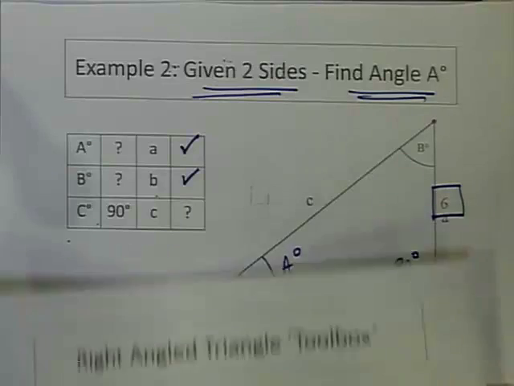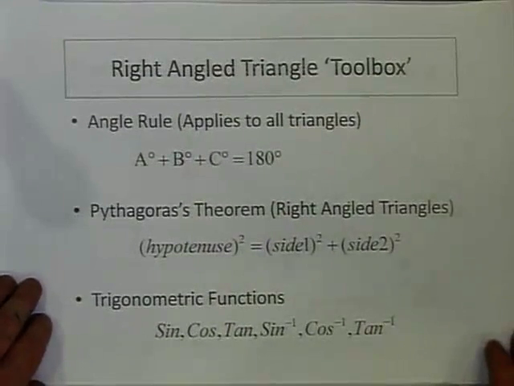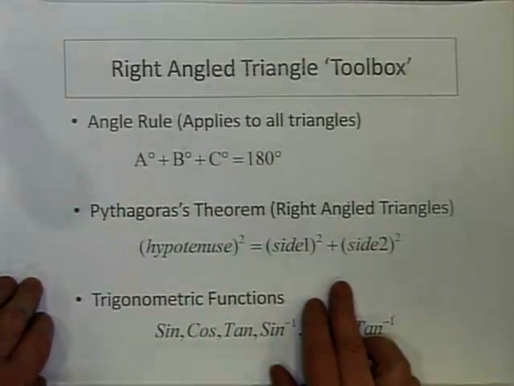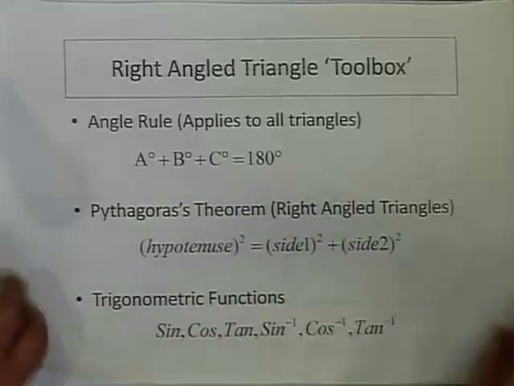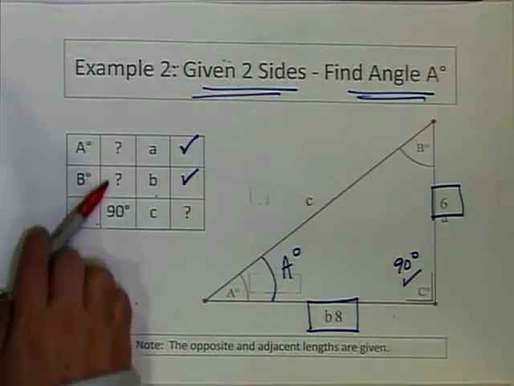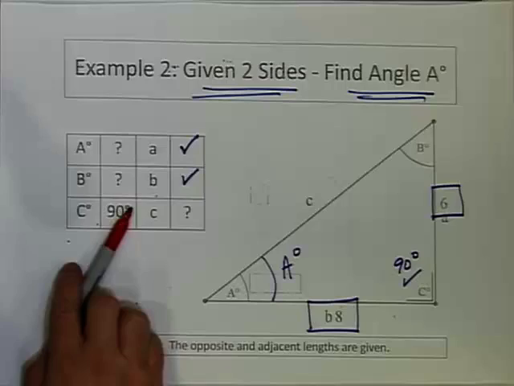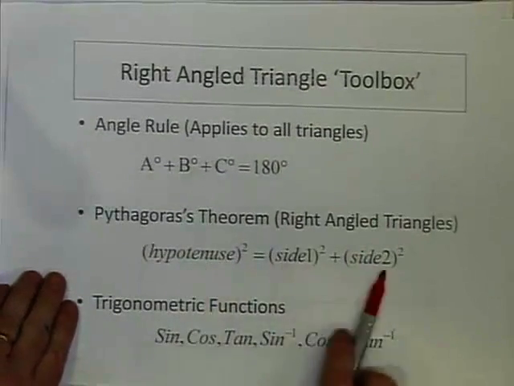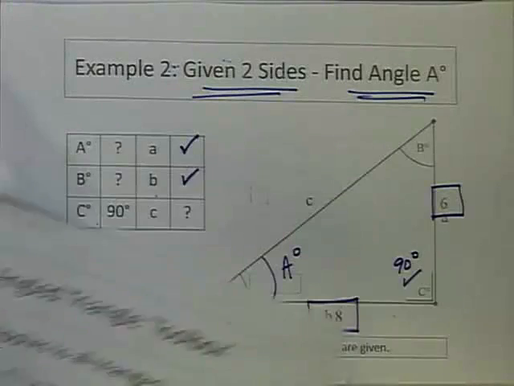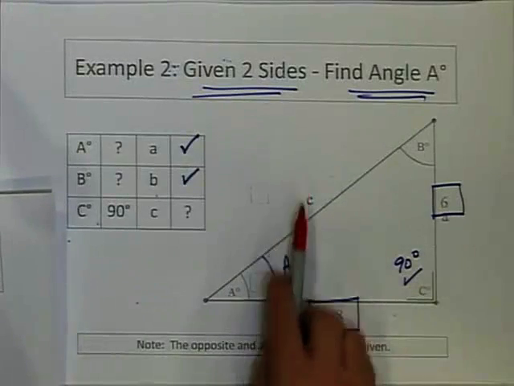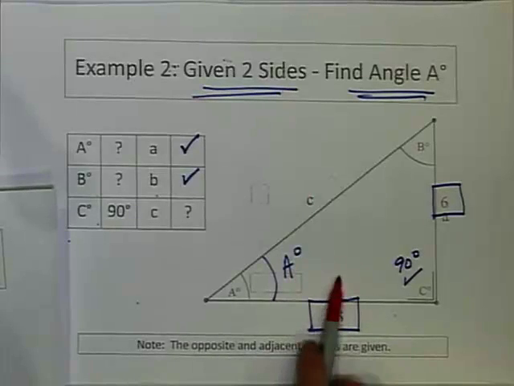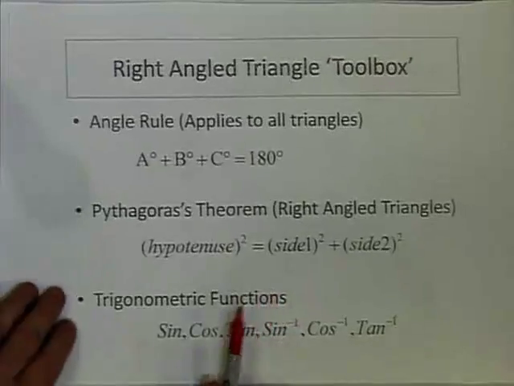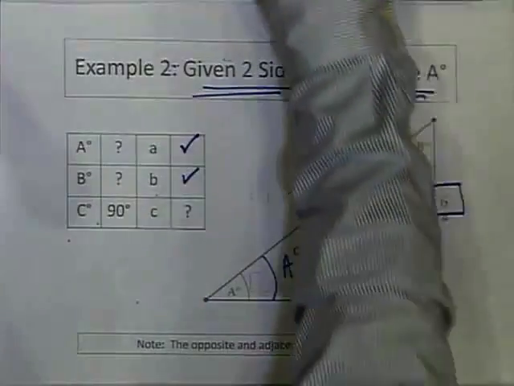Well, I promised you that this is the only toolbox you need. So it's going to be one of these three. A plus B plus C is 180. Do I know two of the angles? No. So I can't use it. Pythagoras, can I use Pythagoras? Well, yes, I could, but I'm actually interested in the angle A. I'm not interested in the length. So how do I get the angle A in here?